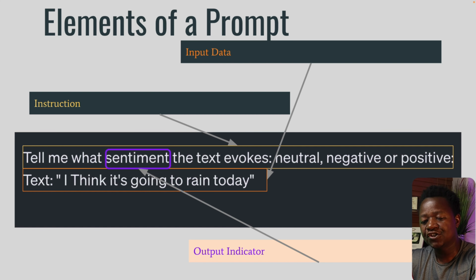Does that make sense? So if you look at this, something is missing. We don't have context, which we saw earlier as one of the elements that may be included in a good prompt.